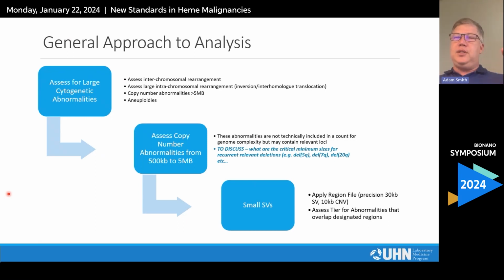The 500 kb is the limit set by default by the copy number caller, the copy number algorithm in the software, up to the limit of what we consider for the large cytogenetic abnormalities. So this is the intermediate region.